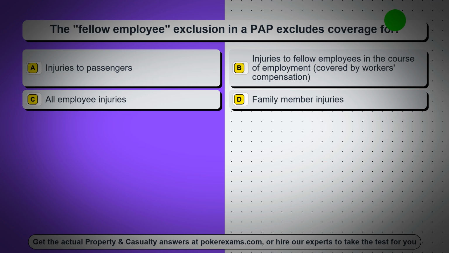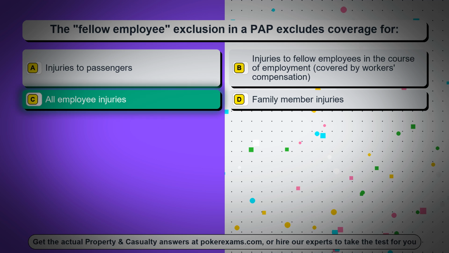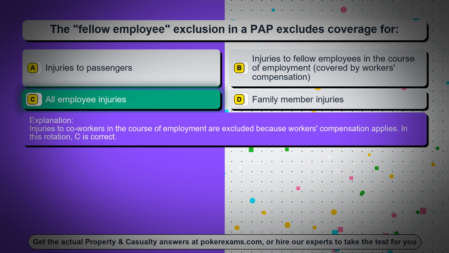Question 32. The fellow employee exclusion in a PAP excludes coverage for: Option A, injuries to passengers. Option B, injuries to fellow employees in the course of employment, covered by workers' compensation. Option C, all employee injuries. Option D, family member injuries. The correct answer is option C, all employee injuries. Injuries to coworkers in the course of employment are excluded because workers' compensation applies. In this rotation, C is correct.